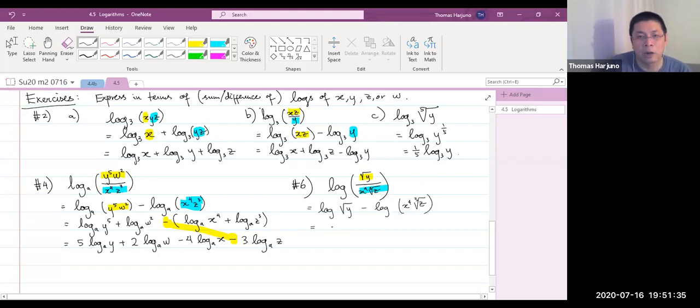And then let me rewrite this as log y to the 1/2. Okay, minus parentheses log x to the 4th plus log cube root of z, which is z to the 1/3. Okay, and then I will bring the exponent of the argument to the front, to the coefficient, minus 4 log x minus, because I distributed negative, 1/3 that comes from z to the 1/3, log z.